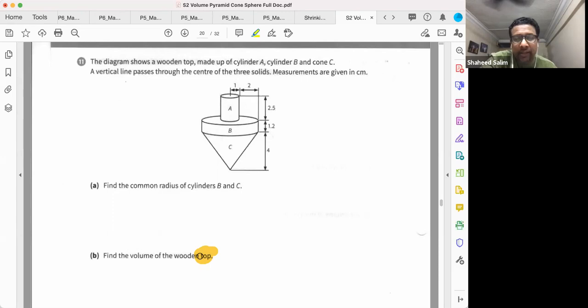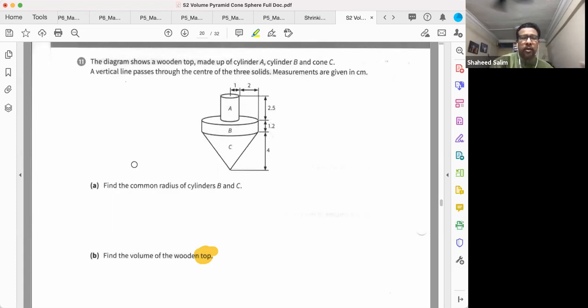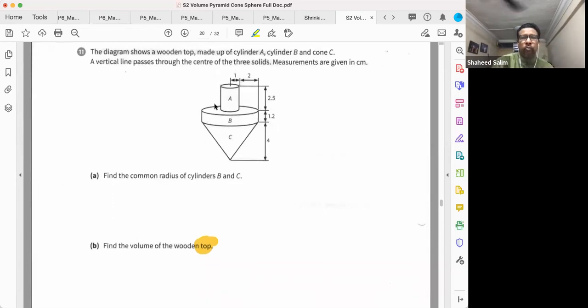So A should be very easy. You all should know. Radius down here is 1, radius down here is 3, 1 plus 2, right? So you don't need to answer A. You go straight to volume. In order to do volume, you need to break it up in your working. You must write volume of A, what is it? Volume of B, what is it? Volume of C, what is it? And then you add all together.